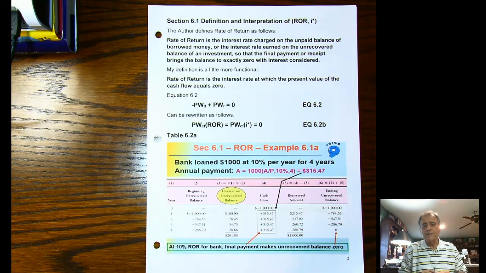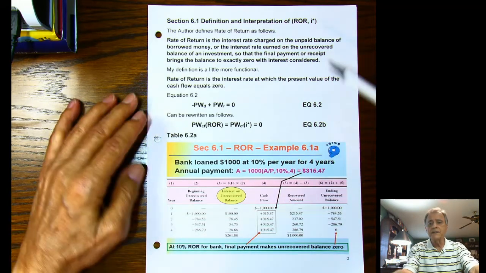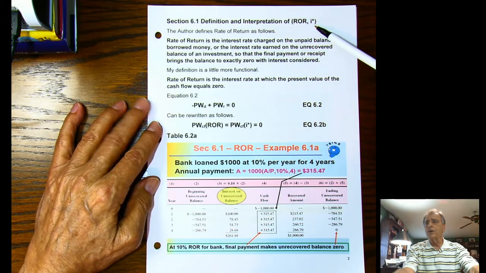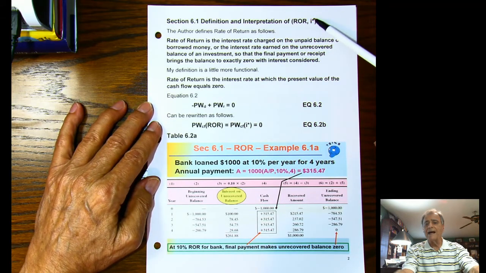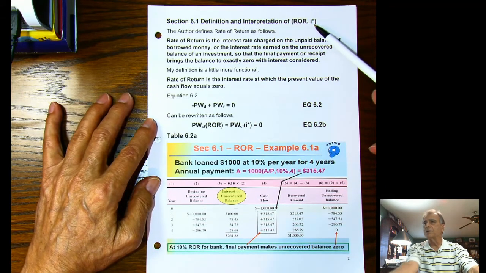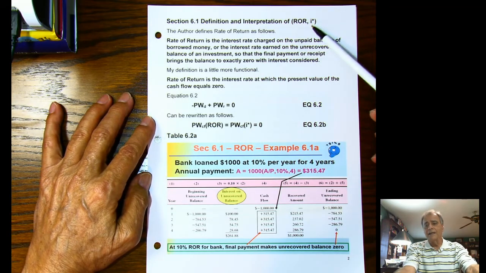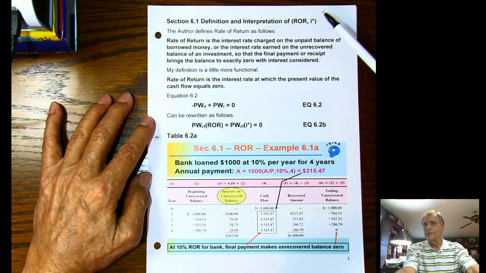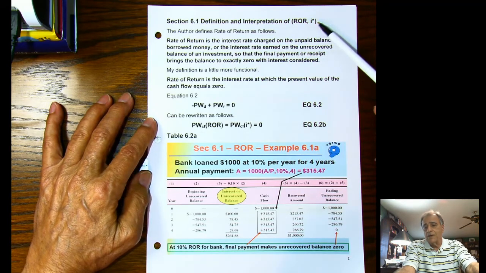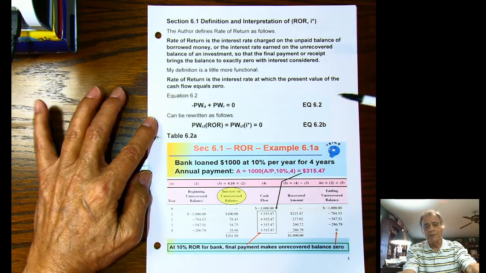The first section, section 6.1, talks about the definition and interpretation of rate of return, which we use the symbol i star. So it's a special interest rate. It's an effective interest rate because it has a symbol i, and the star means that it's the rate of return rate. Okay, it's a special rate.